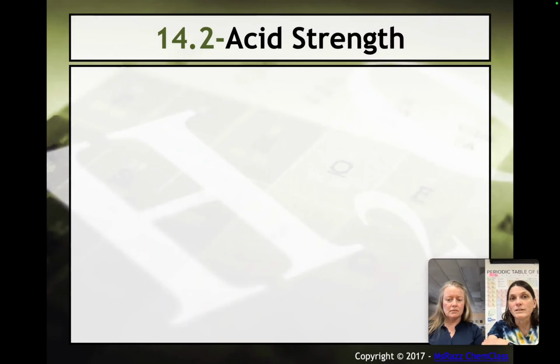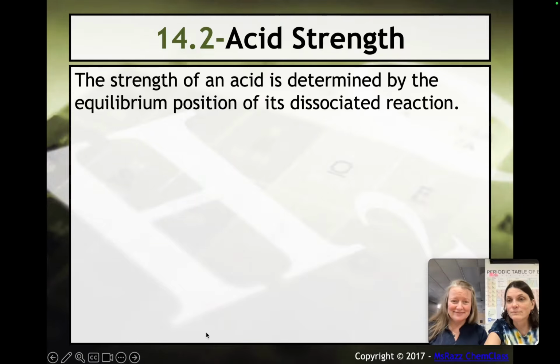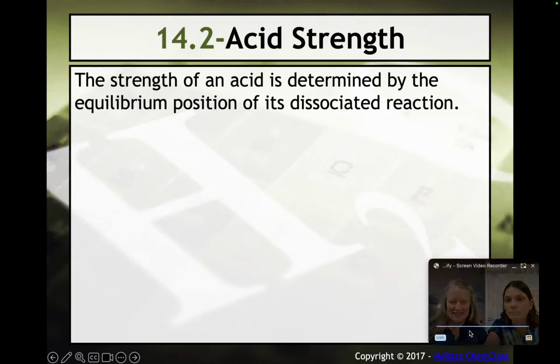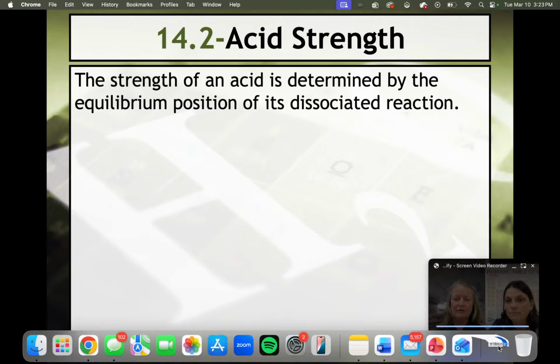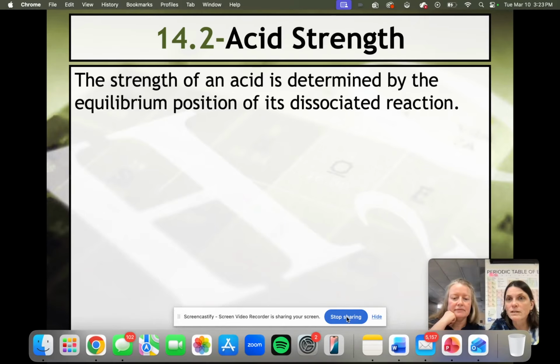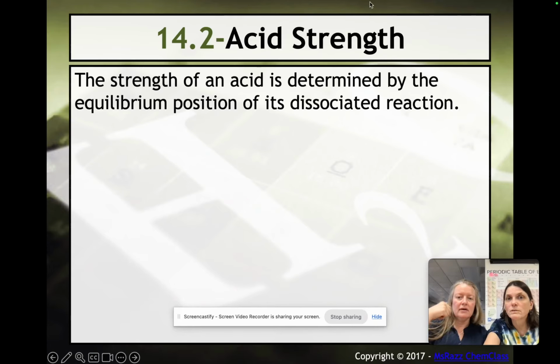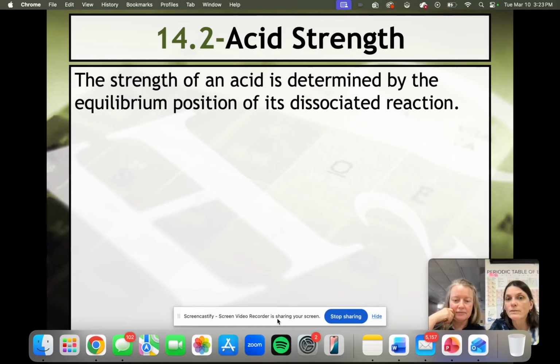Oh, that's the end of the section. Okay, we're going to stop there. Sweet. This was getting long anyway. How do I get out of here? Stop sharing? I want to go up here to this. Yes, and that's how we stop it.